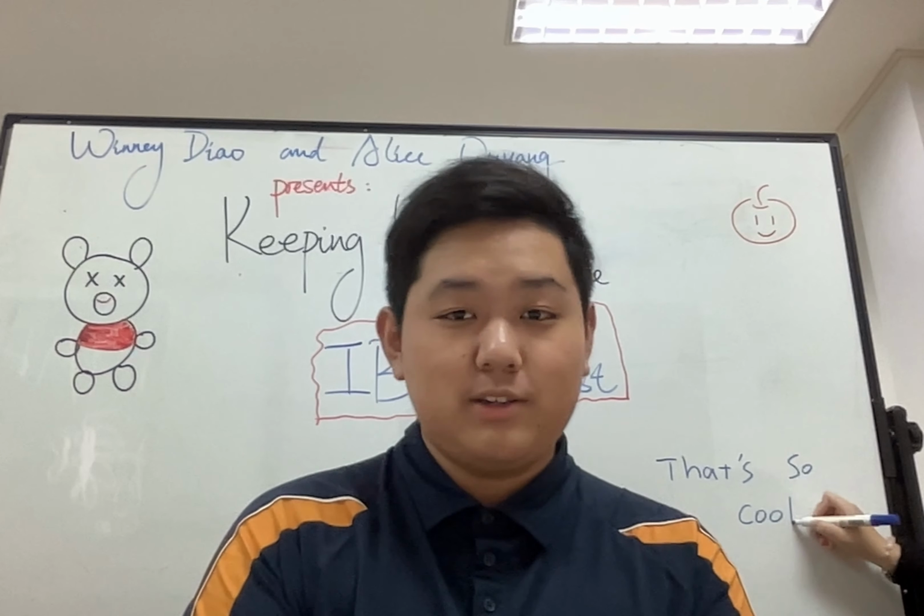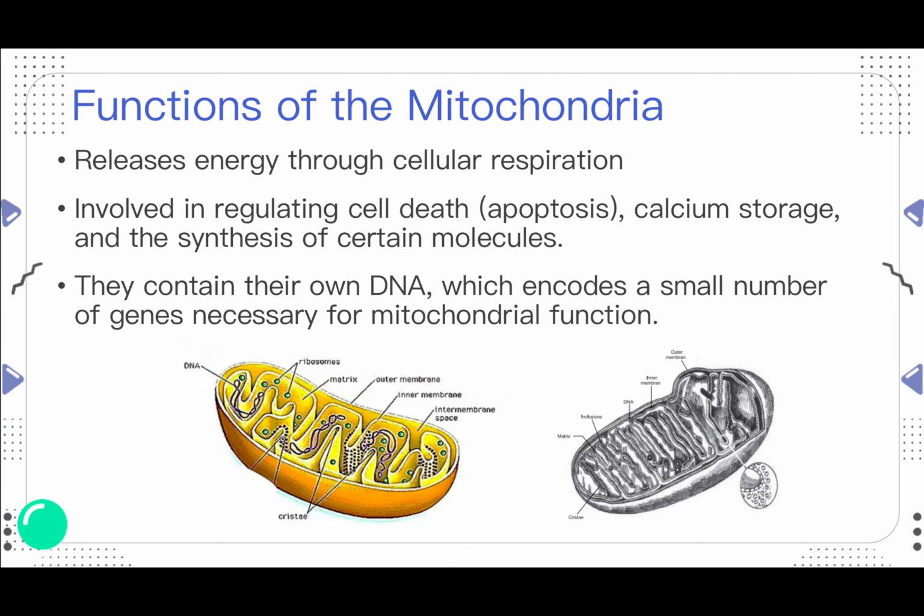And about the functions of mitochondria, as I just mentioned, the primary function of the mitochondria is to release ATP through cellular respiration. But in addition to that, mitochondria are also involved in other cellular processes, such as regulating cell death, calcium storage, and the synthesis of certain molecules.